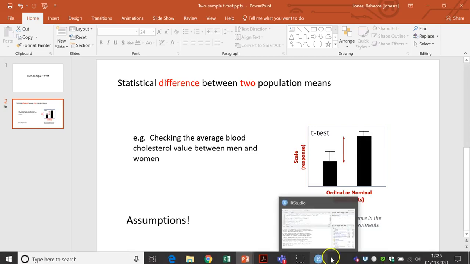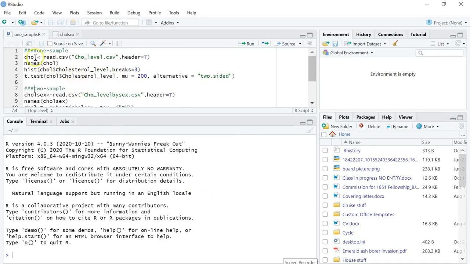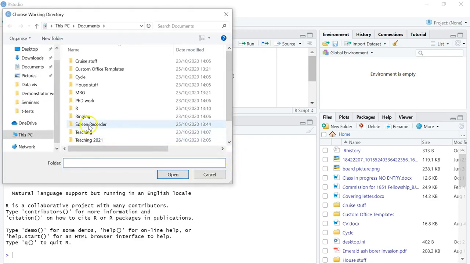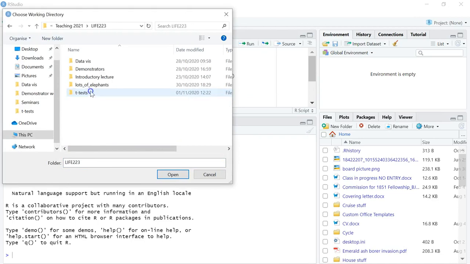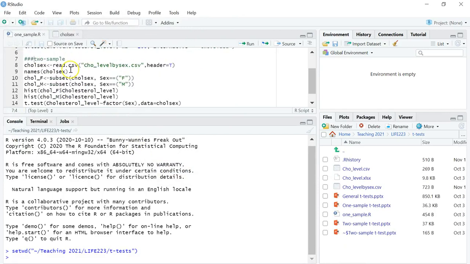Let's just have a look at how you would run this in R. So I'm just going to set my working directory. And you can see my one sample code from my previous video, but in this video we're focusing on the two sample. So I'm going to call my data file col-sex because we're looking at cholesterol levels by sex. And I'm going to read that in.